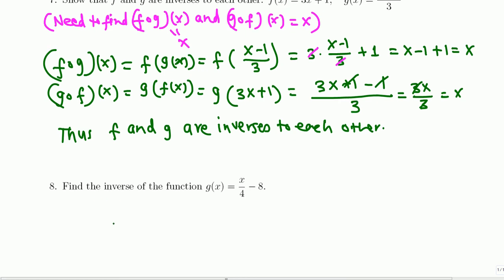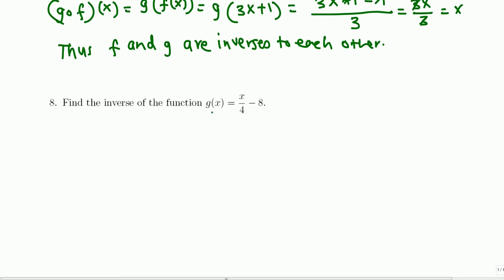Number 8. Here's a g function given. We need to find the inverse. Find the inverse of the function g of x equals x over 4 minus 8. To find the inverse, we write the function g of x as y first. So y equals x over 4 minus 8.